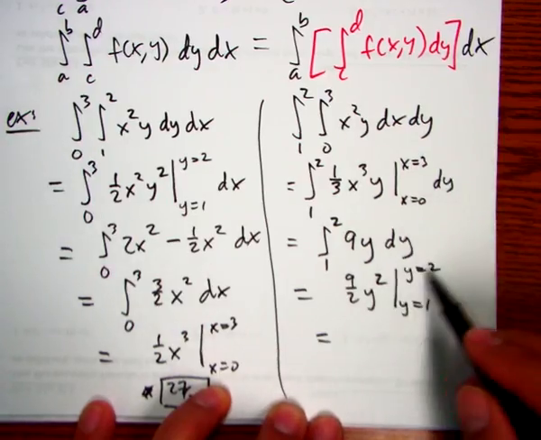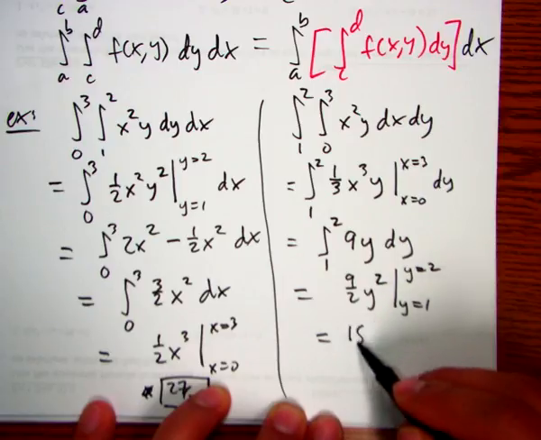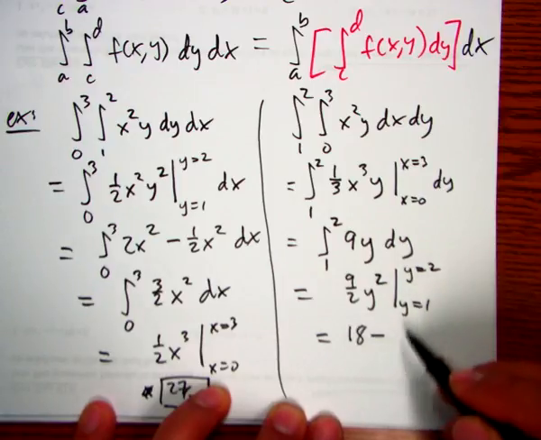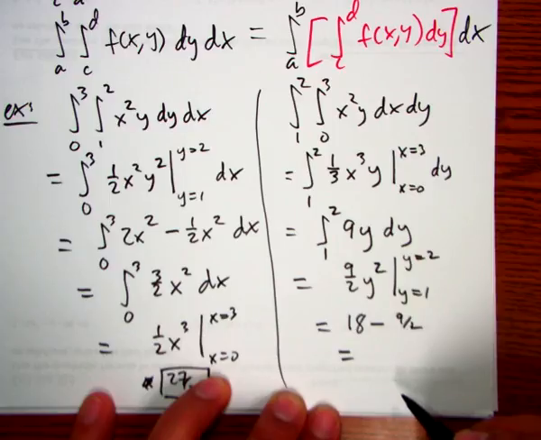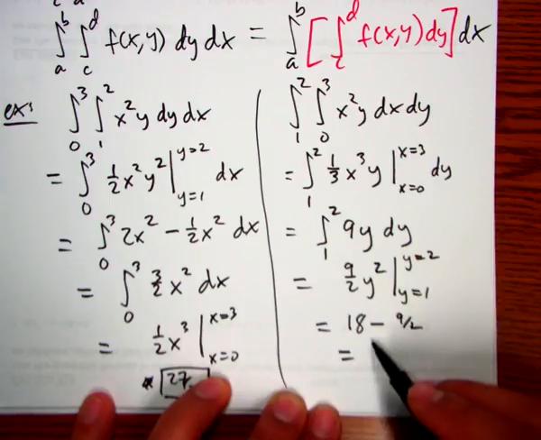So 2 squared is 4, we get 18, minus 9 over 2, and that should be 36 minus 9, which is 27 over 2.